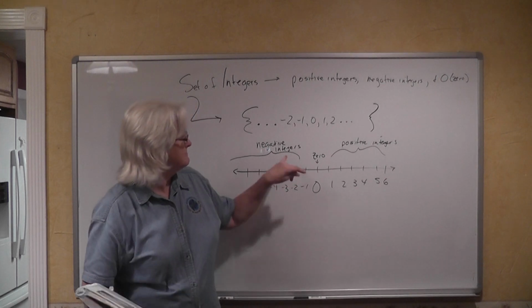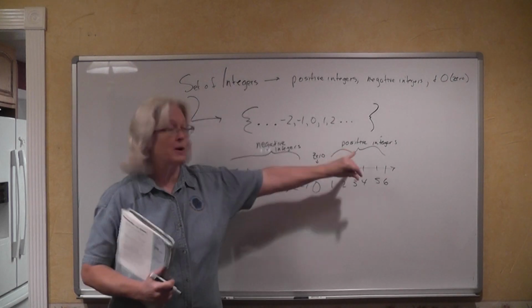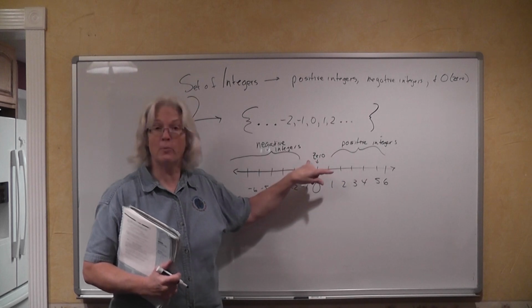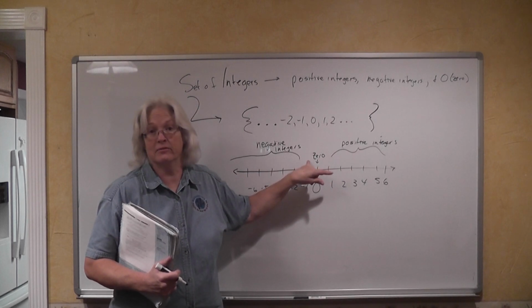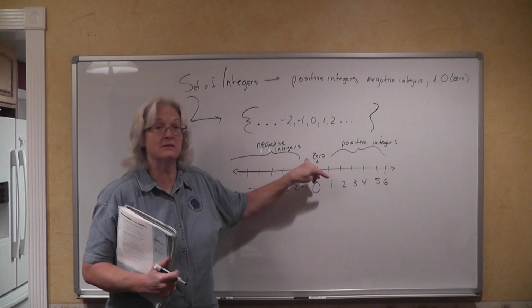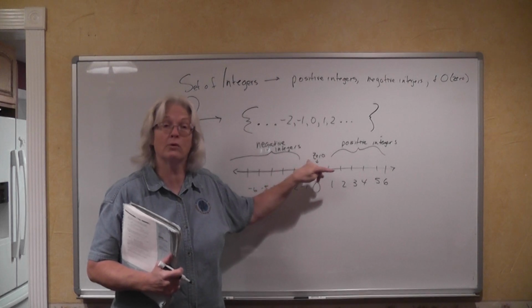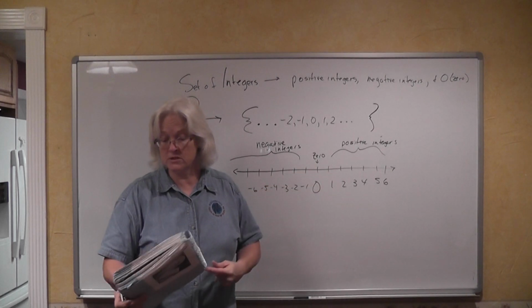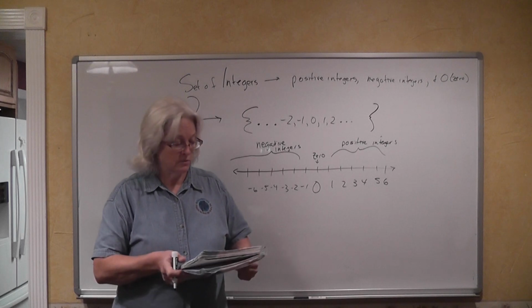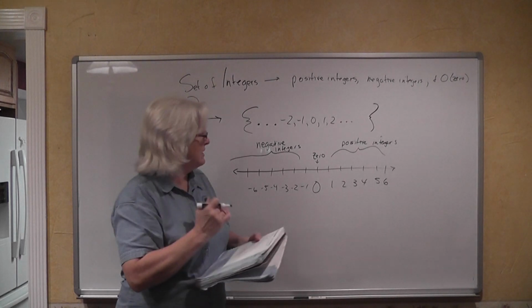Let's see. Negative integers, positive integers. Is 0 positive or is it negative? It isn't. 0 is neither positive nor negative. It's just 0. So we have example 1 here.